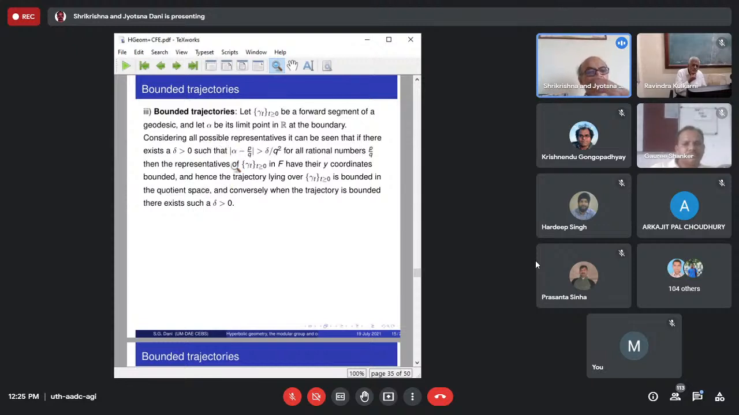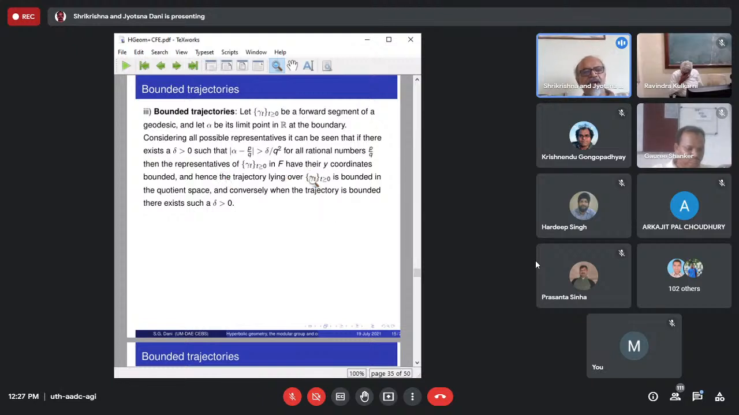So alpha is the end point, and rather than going to this picture, let's just imagine the real line here, and I have this alpha. Then look at the rational points along that. Now, if for each rational point p by q, the distance from alpha is greater than delta by q squared for some fixed delta, as q runs over all integers, then if you transform this picture and look at the representatives in F, they will be bounded. The imaginary parts will be bounded, and therefore they'll lie in a compact set. So such a trajectory is called a bounded trajectory. And once it is bounded, again it cannot be dense.